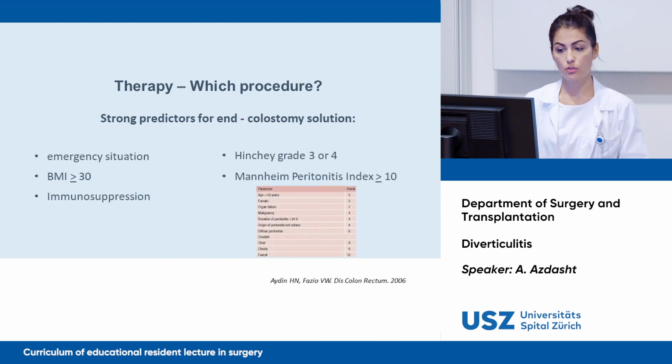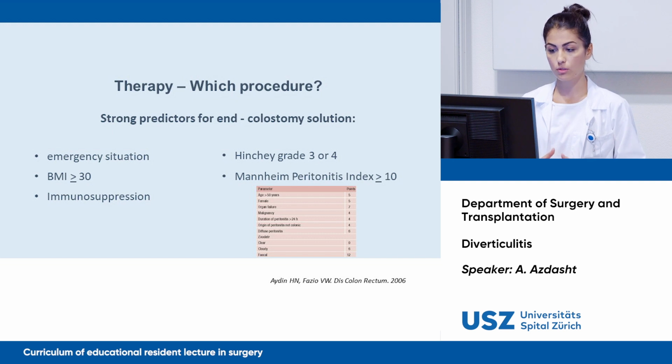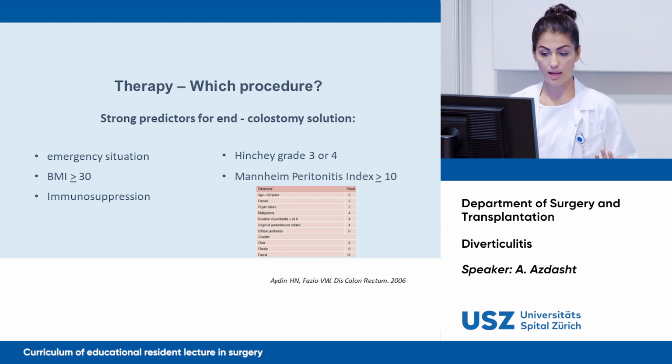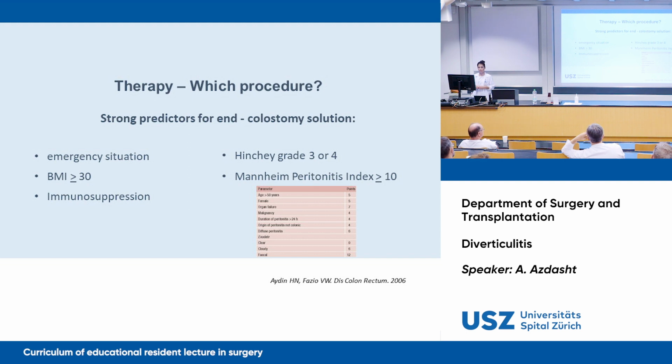Another study showed strong predictors for the end colostomy solution, which is again the emergency situation, if the patient has a BMI 30 or higher, if there is a free perforation with purulent or fecal peritonitis, or if the peritonitis index is 10 or higher.